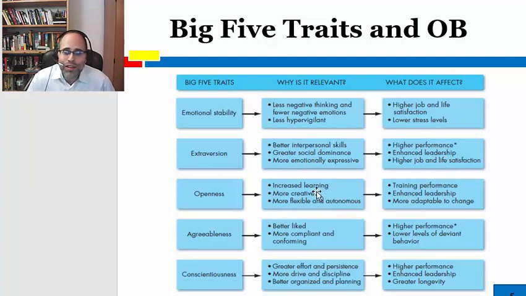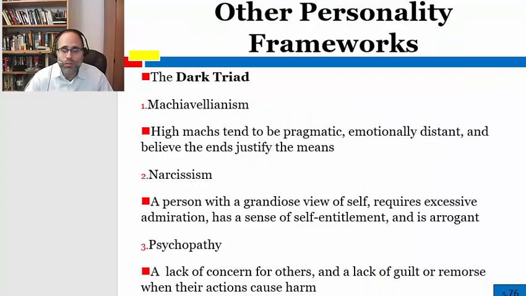Again, openness allows creativity and flexibility. Agreeableness, people tend to be better liked than when they're insisting that they're right no matter what. And conscientiousness, of course, are people who make better effort and persistence, have better discipline, better organization. Obviously, that has fairly obvious ramifications for work.